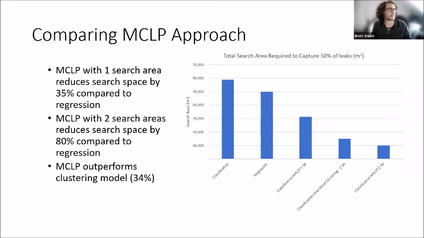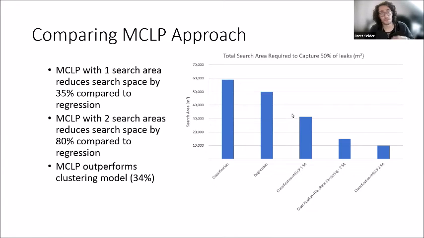And so the last analysis here, and probably the most important, is comparing the maximum coverage location problem approach that we developed with other leading anomaly location models. Here we want to determine if the maximum coverage location problem actually reduces the search area required. So here we analyzed specifically the search area in square meters needed to capture 50% of the leaks simulated in the test data set.